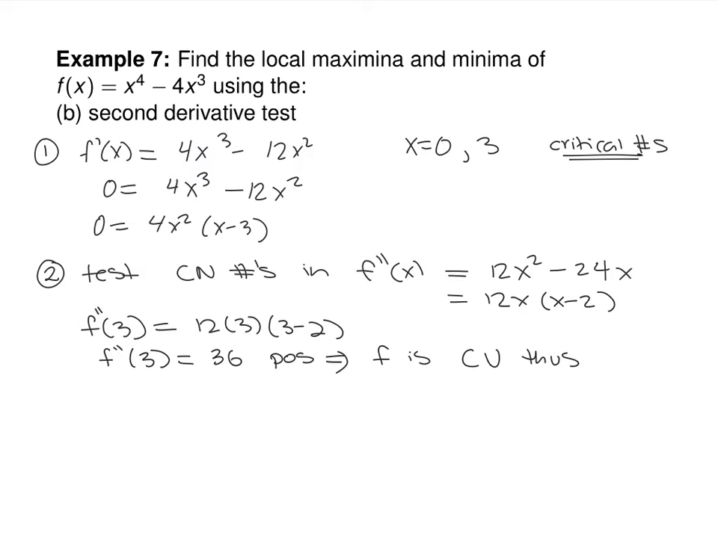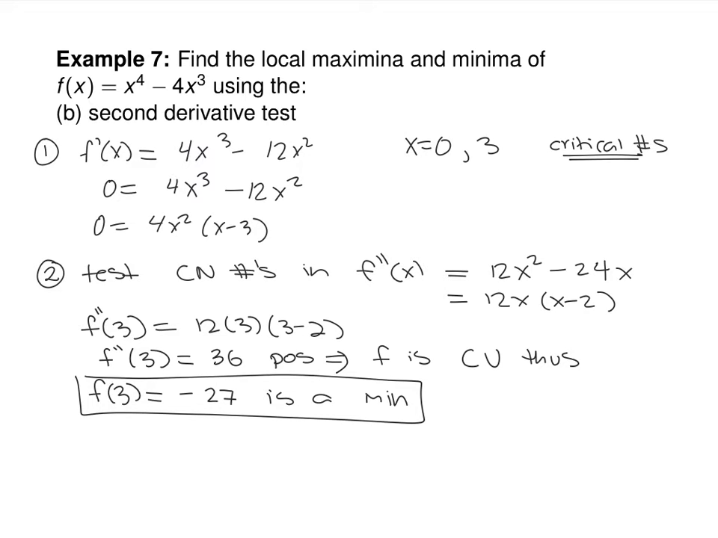thus f of 3, which was equal to negative, what was it, 27? I can't remember. If you're concave up, that number had to be a what? A minimum. So second derivative positive means concave up, means that critical number was a min.